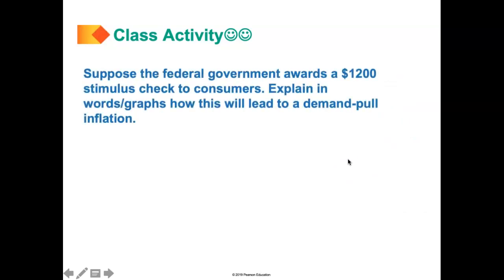Suppose the federal government awards a $1,200 stimulus check to consumers, okay? During the COVID recession, that is basically what happened, right? The federal government decided to mail everyone a $1,200 stimulus check to influence people to spend more, in order to influence aggregate demand, which would increase GDP. Now explain in words or graphs how this will lead to demand-pull inflation.